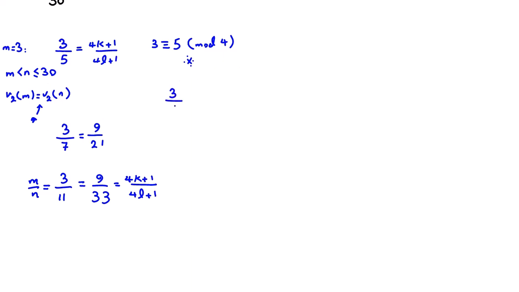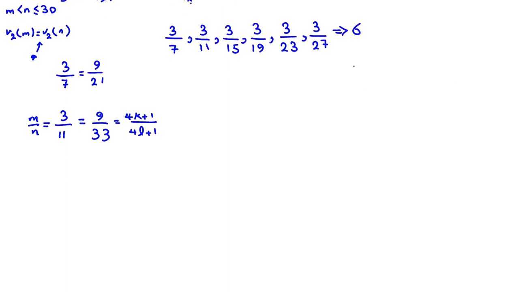Similarly, 3 over 5 was bad. 3 over 7 is good. 3 over 11 is good. 3 over 15 is good. 3 over 19 is good. 3 over 23 is good. 3 over 27 is good. And okay, last one. So how many good numbers? 1, 2, 3, 4, 5, 6. Now the next one is what? The next one is 4.